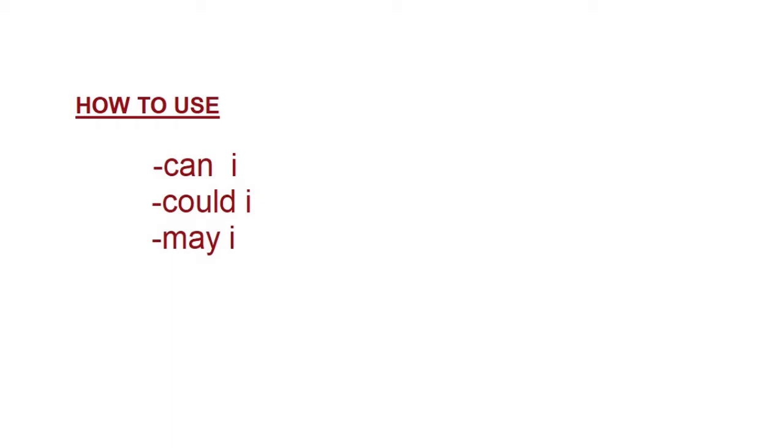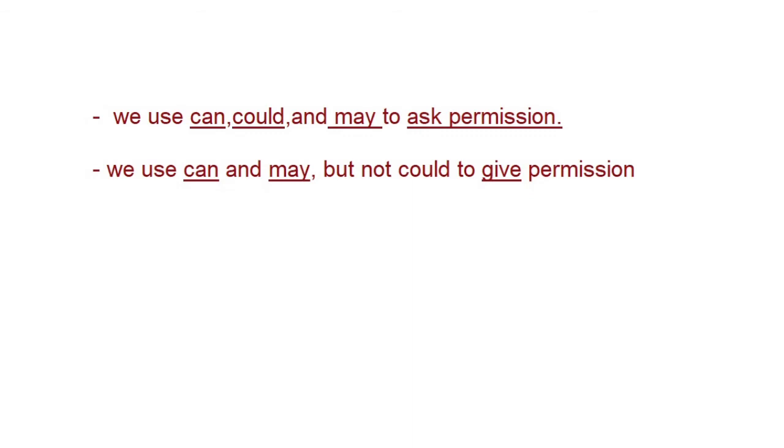So we use can, could and may to ask permission. Right? When we are in need of something, we ask permission and we use these words. We use can and may but not could to give permission. Okay, when we give permission, we use can and may. We will not use what? We will not use could to give permission.